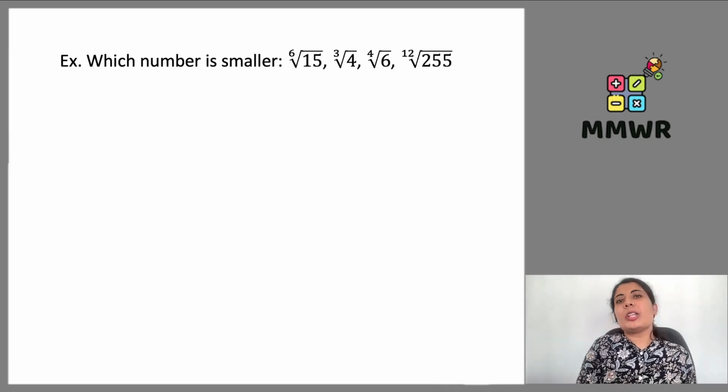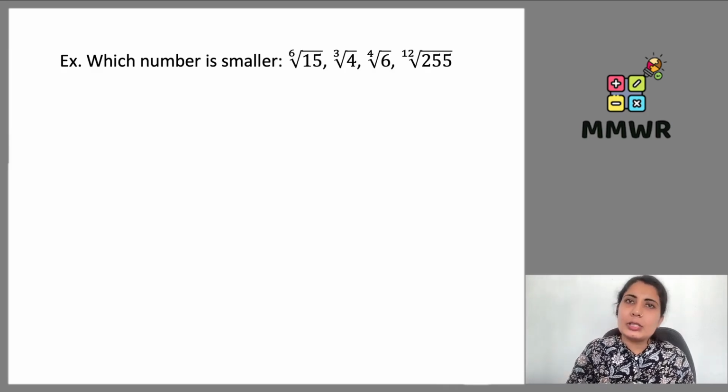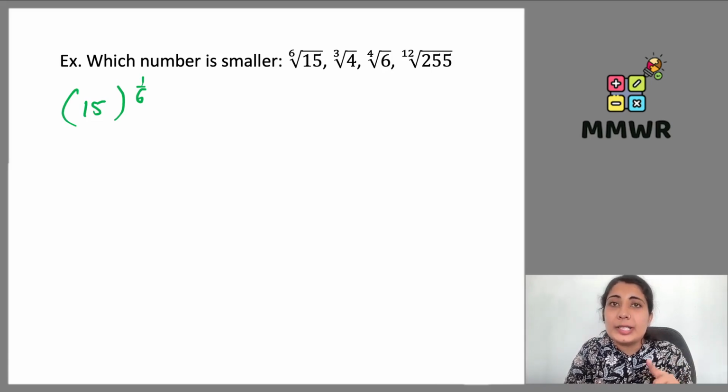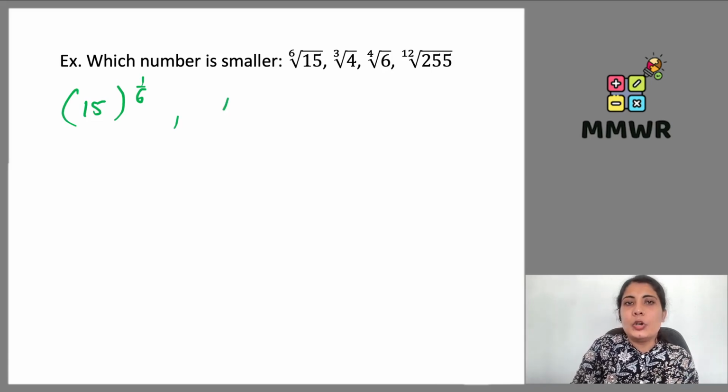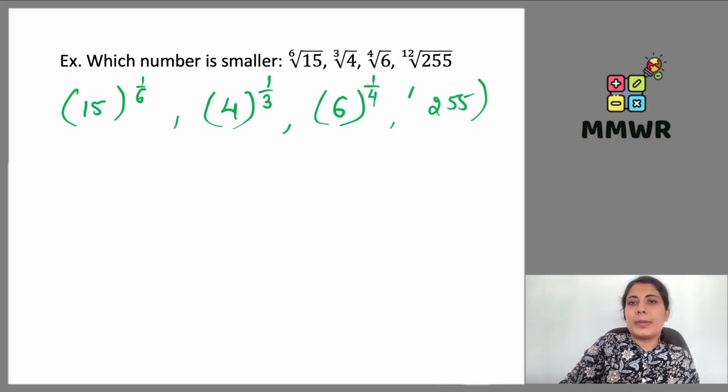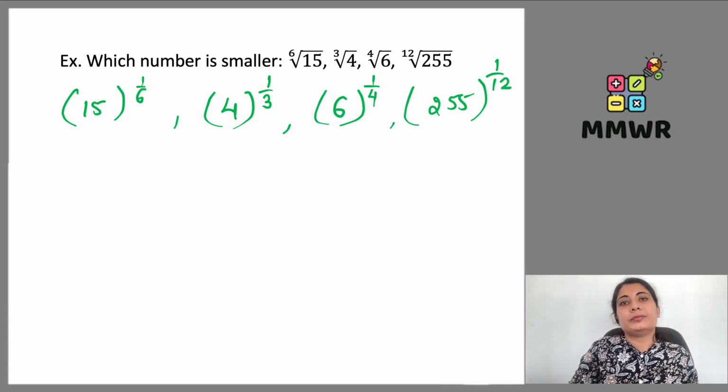Next is, which number is smaller? Here also it is exponential form only. Only the thing is it is indirectly written. So 15 का 6th root लेना है. That means 15 की power 1 by 6 है. 15 power is 1 by 6. Okay. 4 to the power 1 by 3. 6 to the power 1 by 4. And 255 to the power 1 by 12.